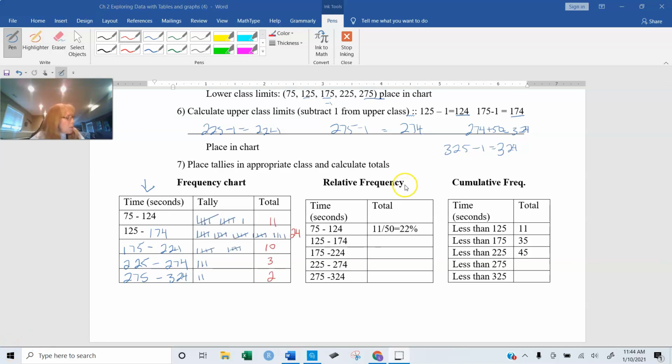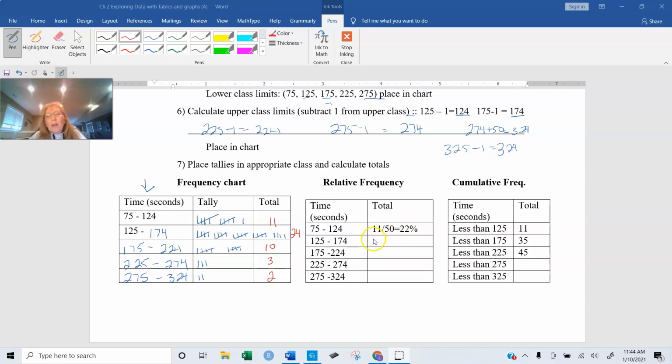Okay, hopefully you match mine. In my first one, from 75 to 124, I had 11. The next group I had 24 times. The next ones 10, 3, and 2. So we will use those numbers to create a frequency chart. Our relative frequency is just taking those values and dividing by our total. We know we have 50 total, so we take 11 divided by 50 to get 22%.